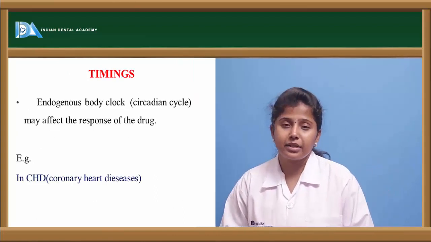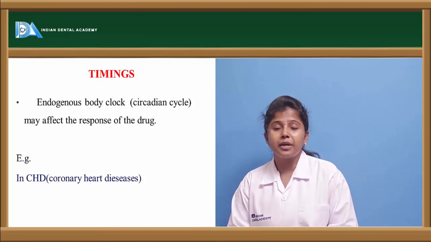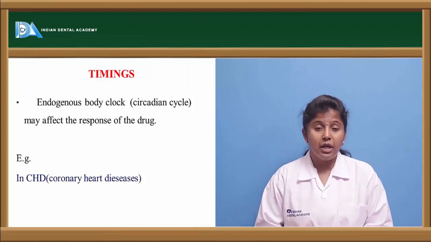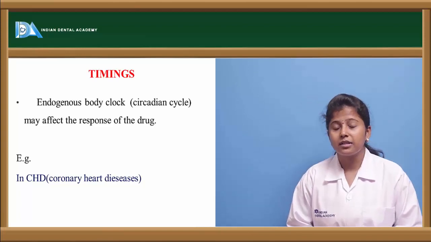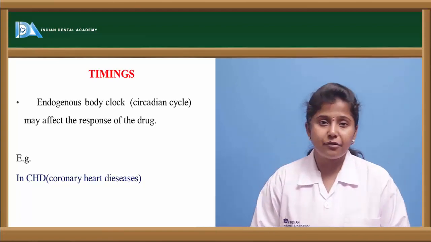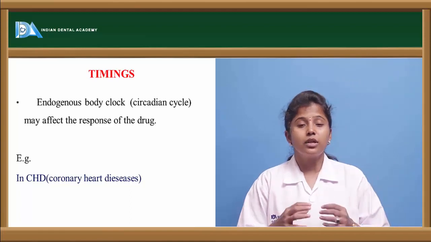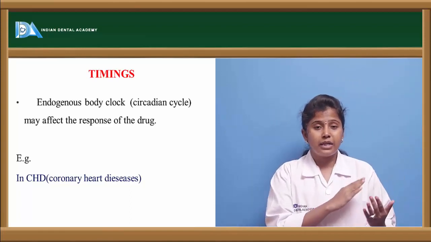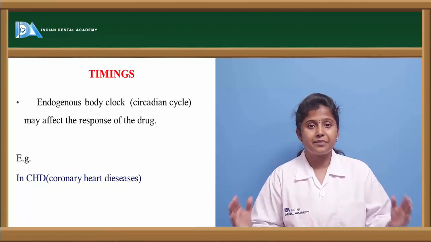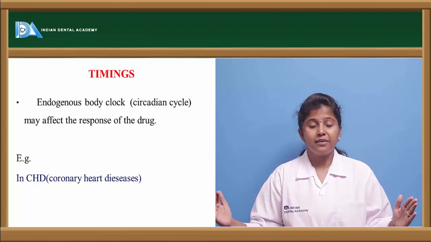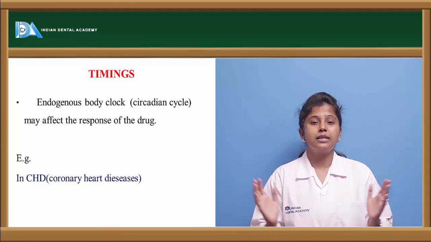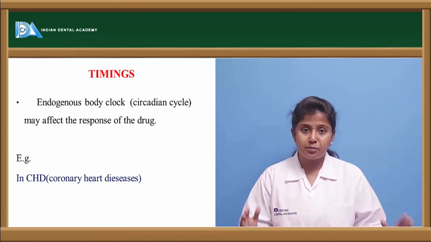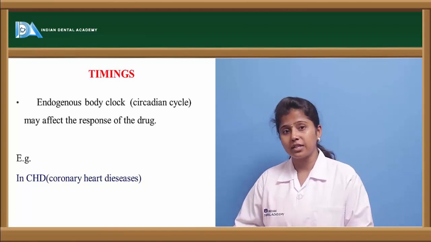Let us see the timings. We human beings have a systemic rhythm, which is called the circadian rhythm or circadian cycle. Let us imagine our working timings are from morning 7 to evening 8, and we have to sleep at 9 until early morning 5 o'clock. That is the sleeping time. So this is the circadian rhythm. We have to work in this particular time and we have to take rest at this particular time.